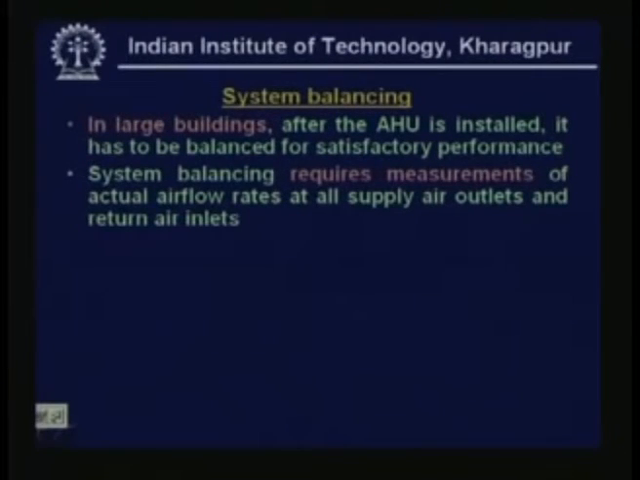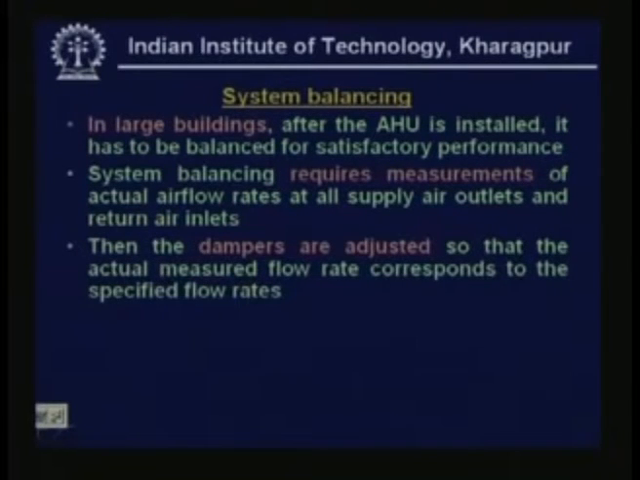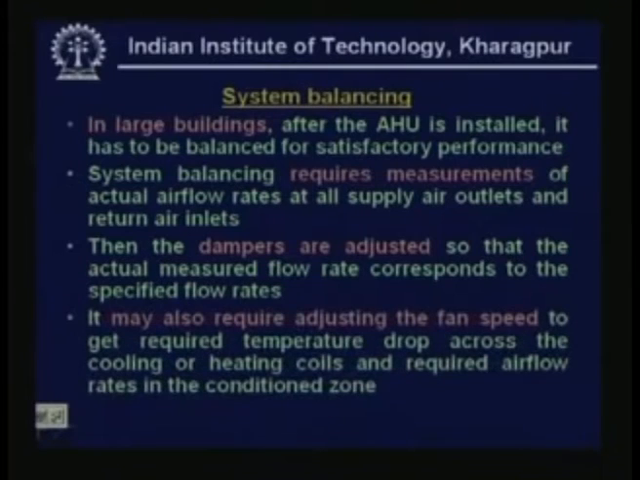System balancing requires measurements of actual flow rates at all supply air outlets and return air inlets. So, you have to carry out elaborate measurements of air flow rates at all air outlets and inlets. Then the dampers have to be adjusted so that the actual measured flow rate corresponds to the specified flow rates. And sometimes, as a part of system balancing, it may also require adjusting the fan speed to get the required temperature drop across the cooling or heating coils and required air flow rates in the conditioned zone.